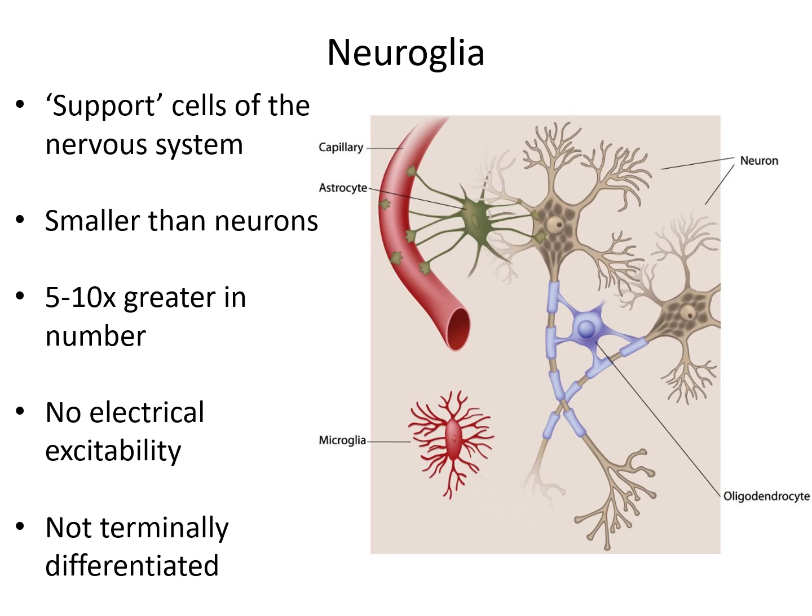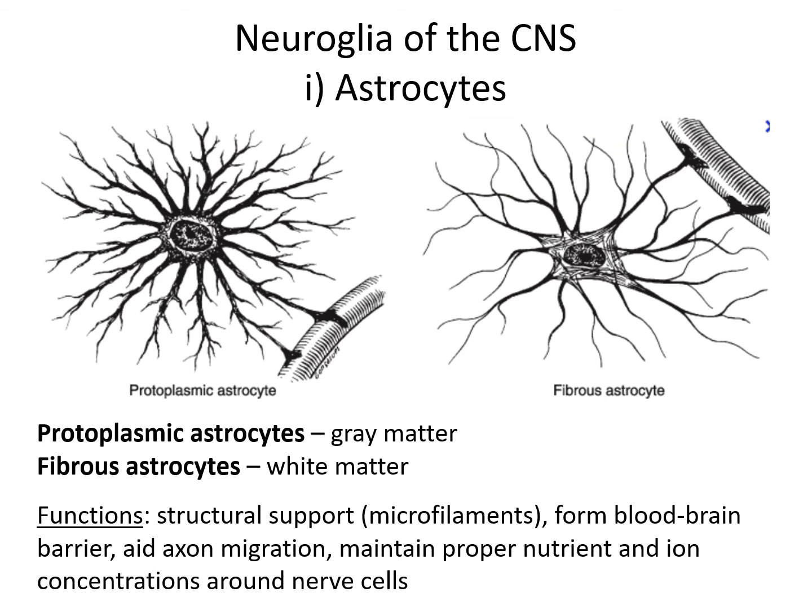Neuroglia are support cells. They're smaller than neurons. They're more abundant than neurons, so they actually make up a larger proportion of the nervous tissue. They're not excitable, so they can't conduct action potentials, and they're also not terminally differentiated. Now, what I mean by that is that nerve cells can't do anything else. They become so specialized that they can't engage in other activities, whereas neuroglial cells, in some cases, can adapt to different roles. So let's talk about these support cells, and we'll start with astrocytes.